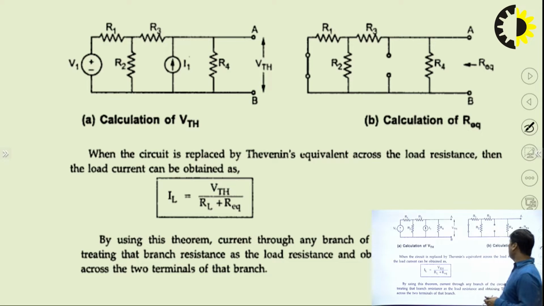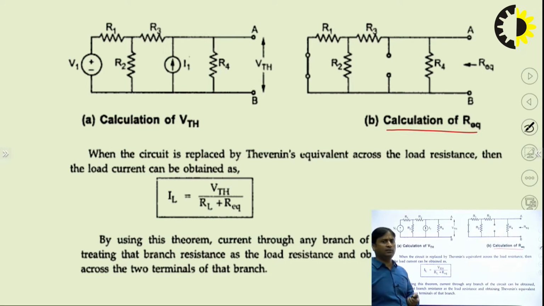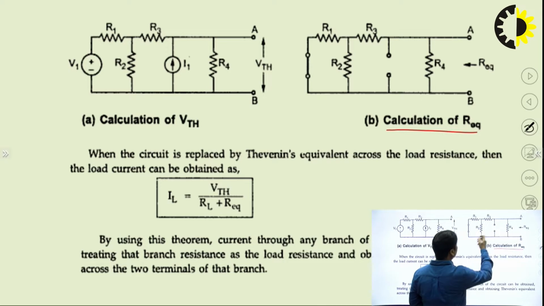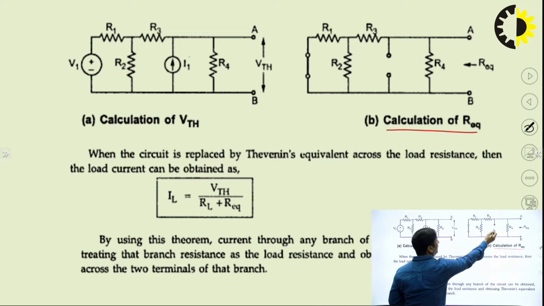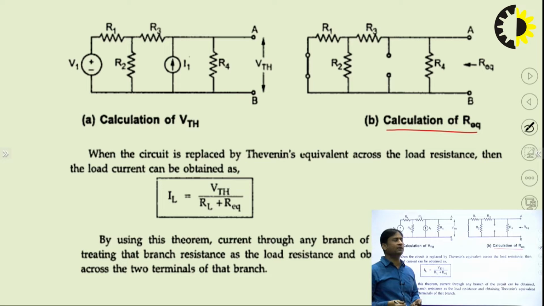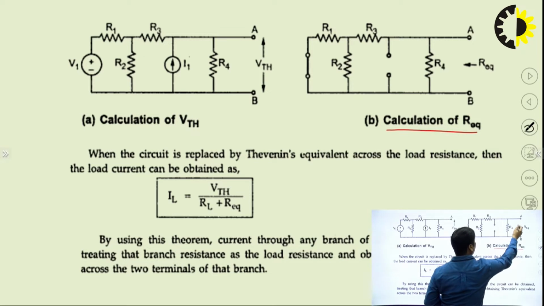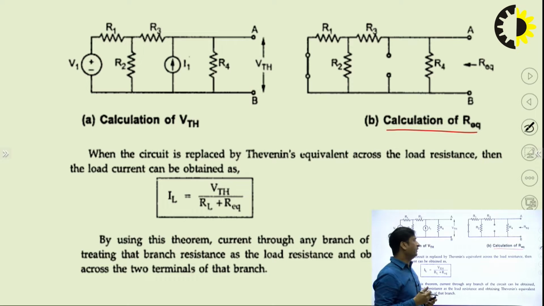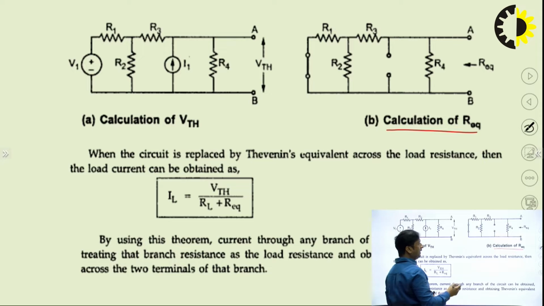For the calculation of this R equivalent, which is also called the RTH, I told you that all the sources are replaced by their internal resistance. In this circuit we have the voltage source and current source. So the voltage source is short circuited and the current source is open circuited. Now if we find the R equivalent across this A and B point, we can easily find the equivalent resistance between the points A and B. That is called the R equivalent.